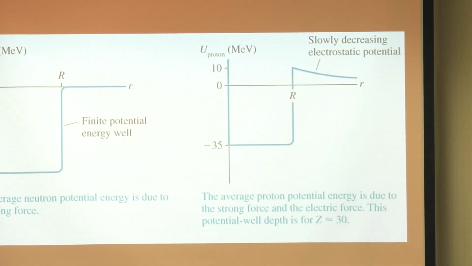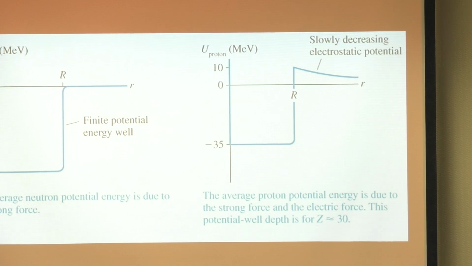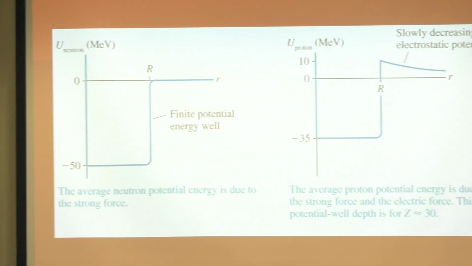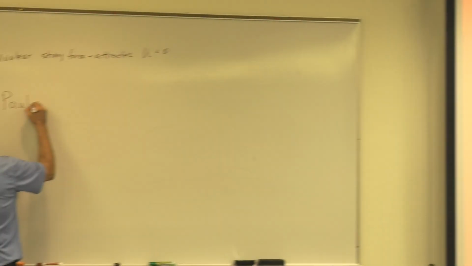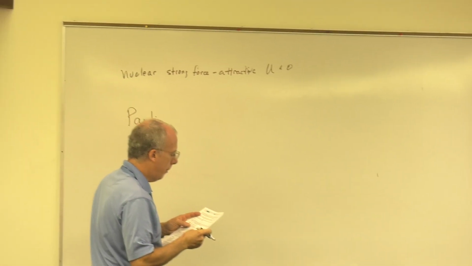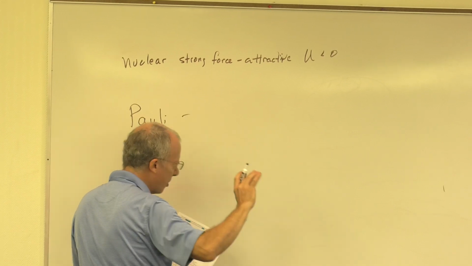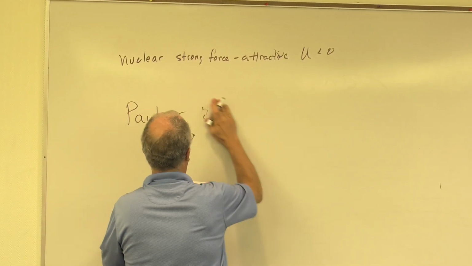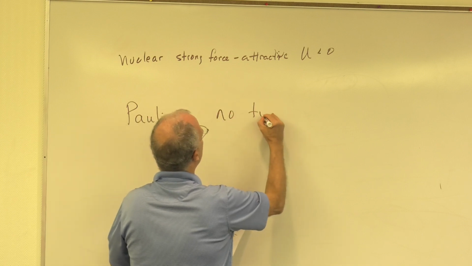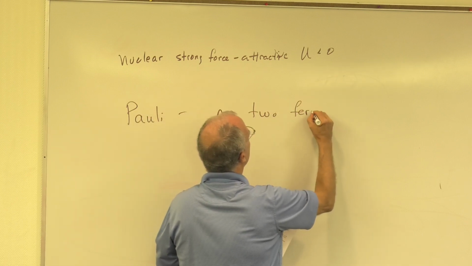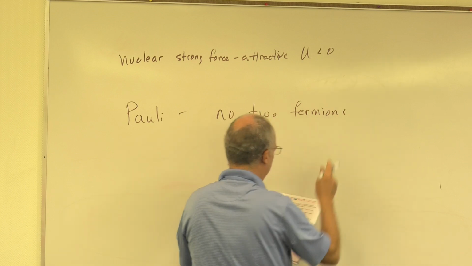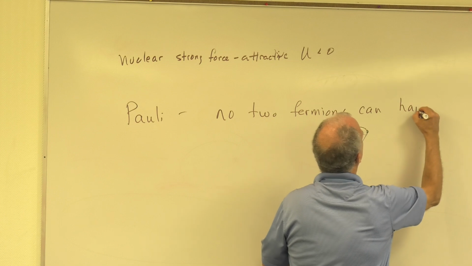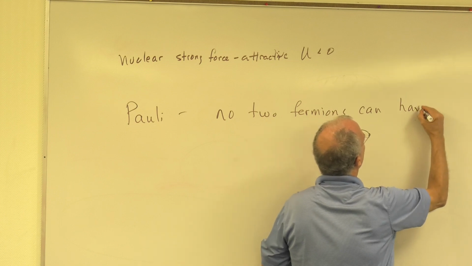Now, we have to learn something that we haven't talked about yet. In chapter 41, we're going to talk about the Pauli principle. It basically says, and you'll understand this later, don't worry about it, that no two fermions can have the same quantum number.